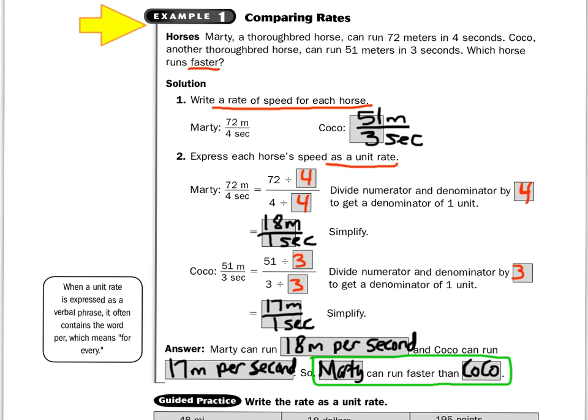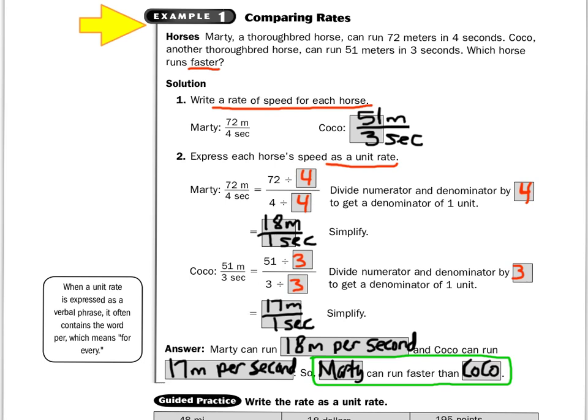All right, so we write a rate of speed for each horse. So Marty, write it as 72 meters over 4 seconds. And Coco is up here. We write 51 meters over 3 seconds. Now we want to express each speed as a unit rate. When you see unit rate, we have to make the denominator become 1.